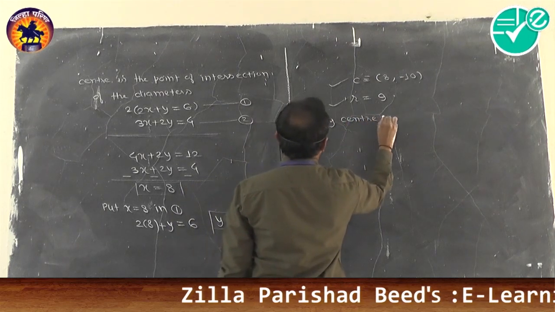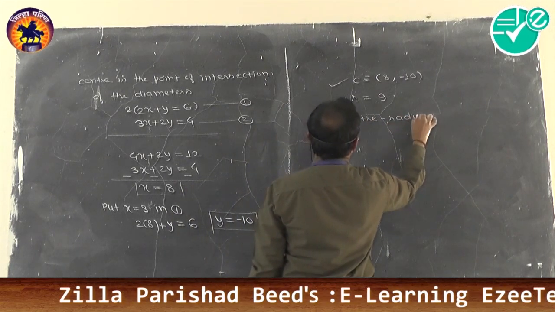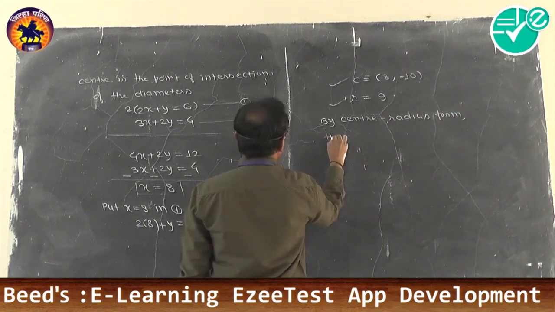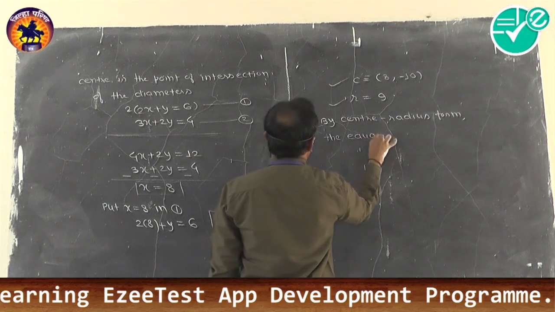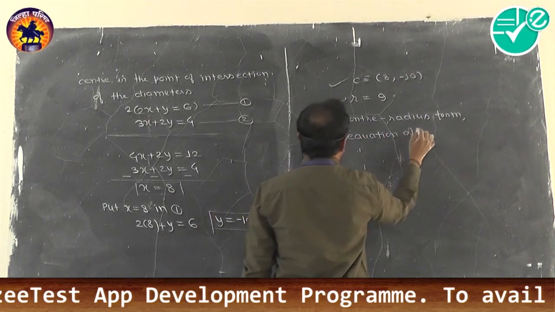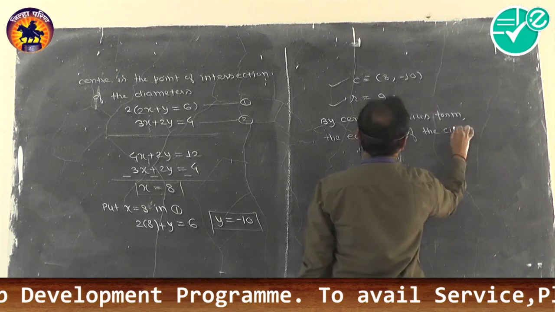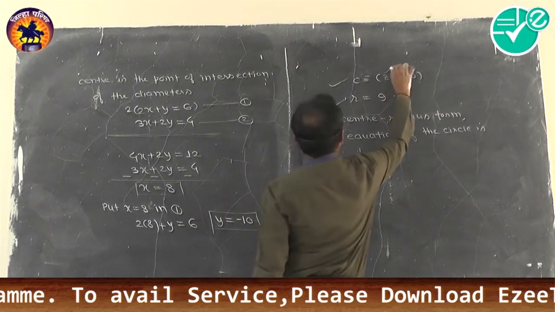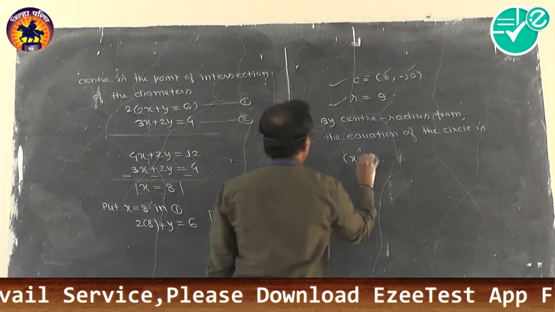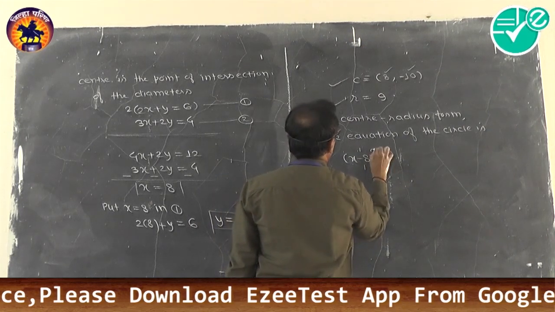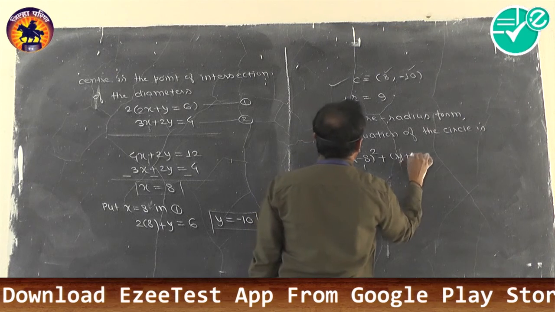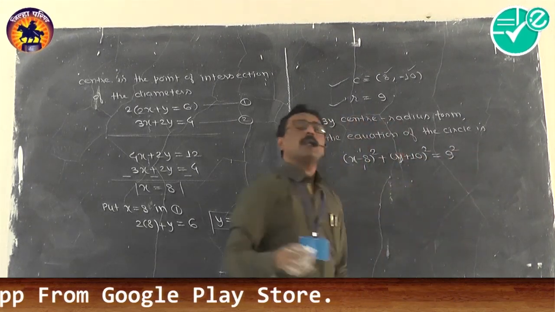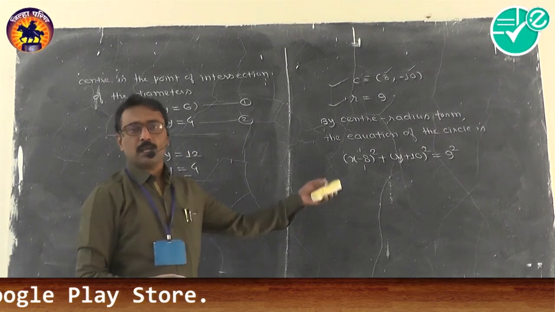By center radius form, the equation of the circle is, what is the equation of circle? Here it is 8 and it is 10. So first is x minus 8 whole square, second is y plus 10 whole square, and is equal to 9 square. Now it becomes very simple, just calculation remains.